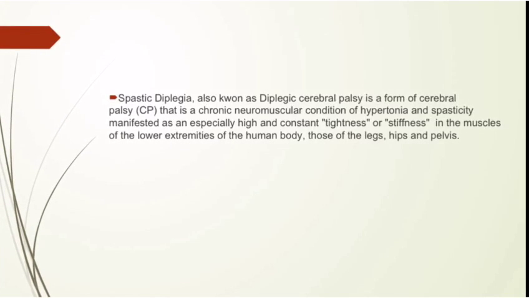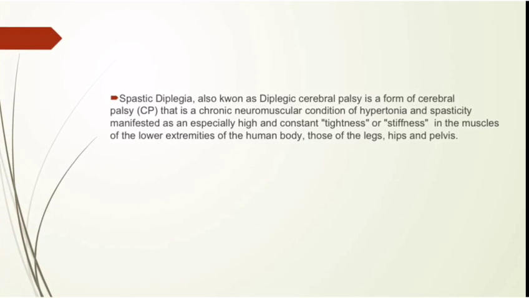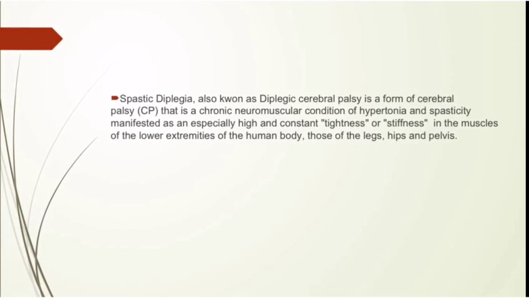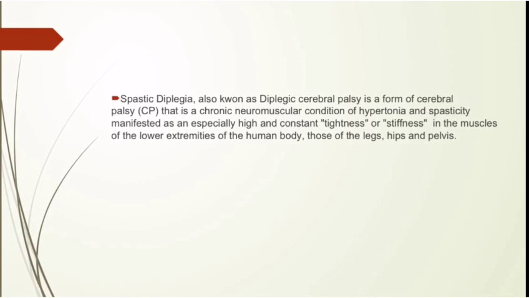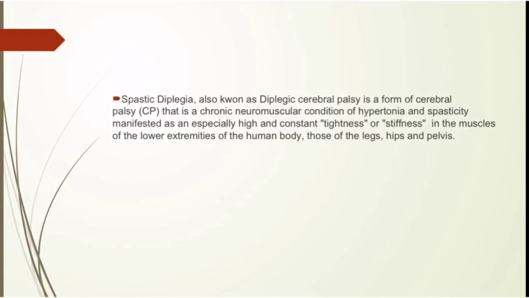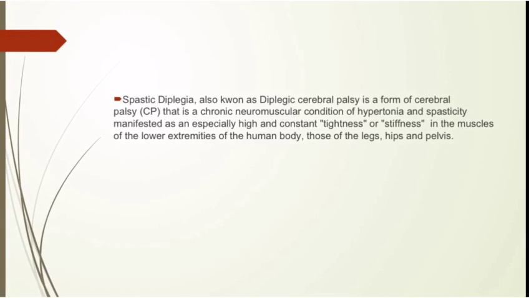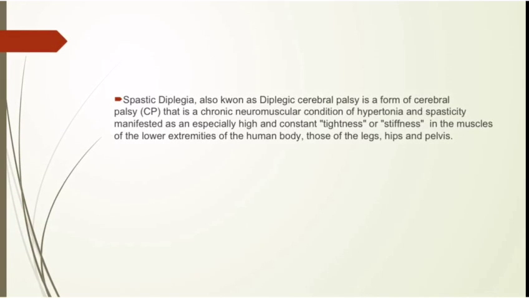Spastic diplegia, also known as diplegic cerebral palsy, is a form of cerebral palsy that is a chronic neuromuscular condition of hypertonia and spasticity manifested in especially high and constant tightness and stiffness in the muscles of the lower extremities of the human body, those of the legs, hips, and pelvis.